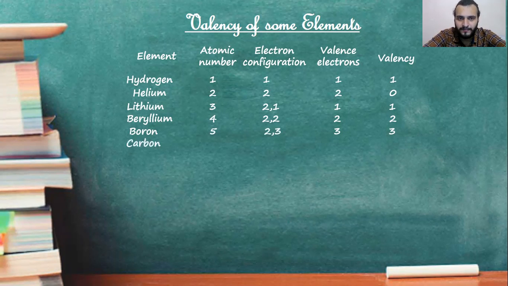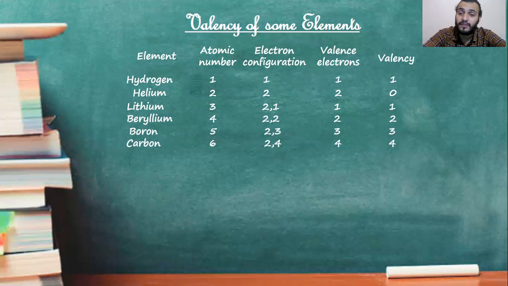Next, carbon, atomic number 6, electronic configuration 2, 4, valence electrons 4. Now, again, carbon has got all the 3 options available. Carbon can donate 4 electrons, share 4 electrons, and accept 4 electrons. But in case of carbon, donating and accepting is not possible. So by default, only one option is left, which is sharing. So carbon shares 4 electrons and becomes stable, hence valency of carbon is 4.